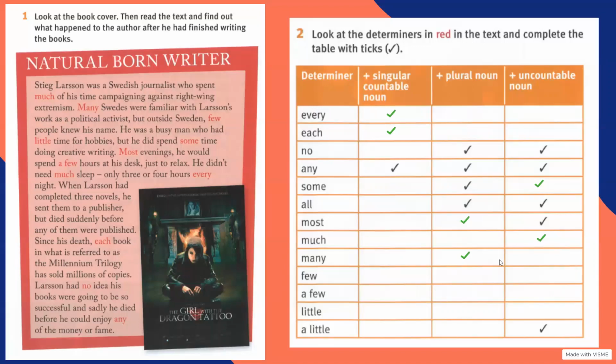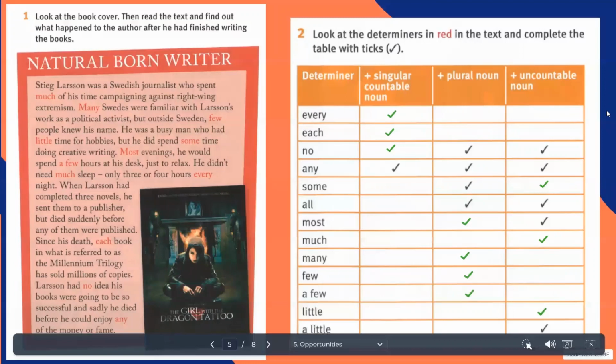The next one is few. Few can be used with a plural noun as well. I have few boxes of chocolate. I don't have many. But it cannot be used with the singular countable noun. And a few in the text appears with a countable noun, a few hours. But it's a plural form, of course. We cannot use it with the singular form, and we cannot use it with the uncountable noun.